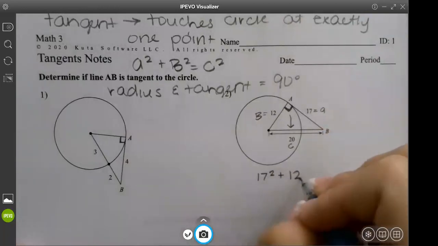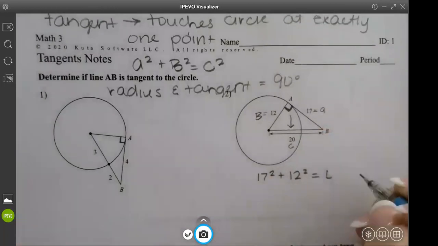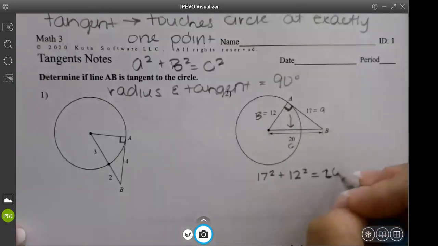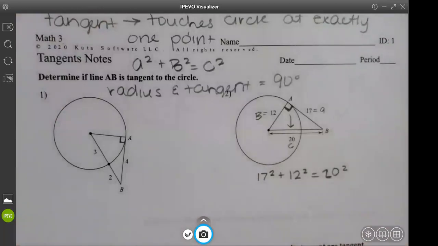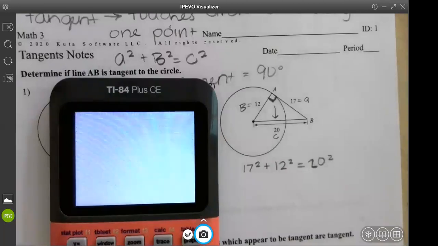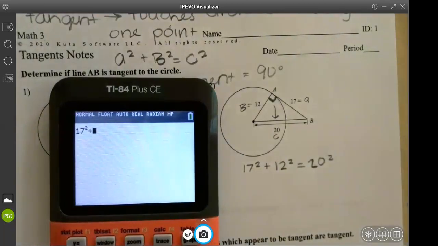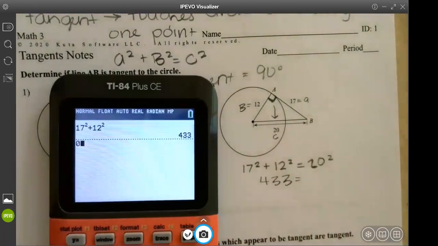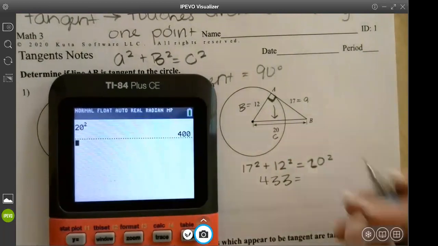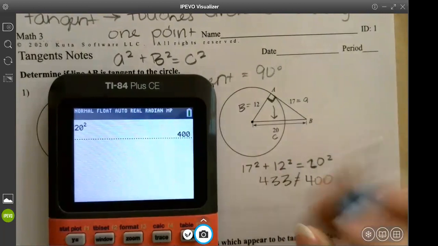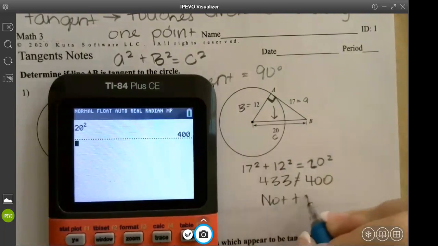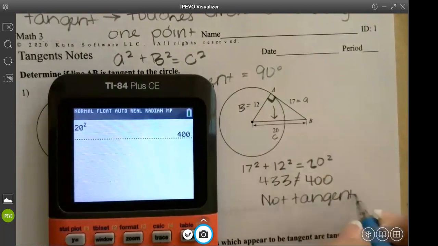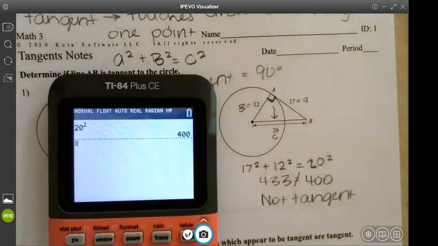17 squared plus 12 squared. And again, those are interchangeable. Equals 20 squared. If this comes out to be true, the left is equal to the right, then it is in fact a tangent line. If it does not, then it is not a tangent line. So we're going to put in 17 squared plus 12 squared, and we get 433. When we put in 20 squared, we get 400. They are not equal, so this line is not tangent. Not equal, so not tangent.